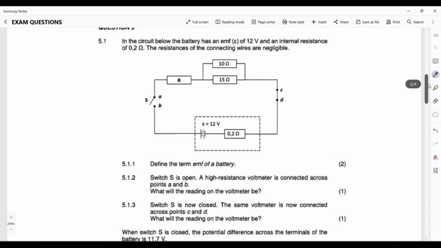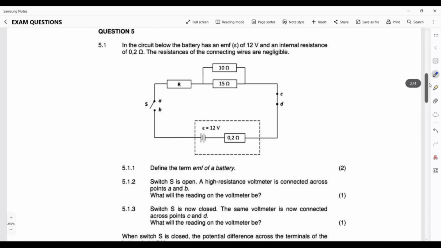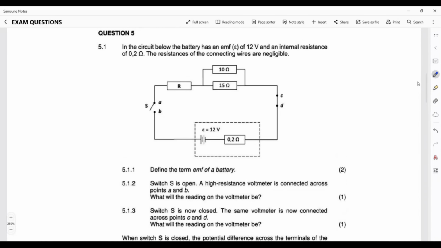Now we have this question, which was question 5. They said, yes, may I ask if the switch is closed, what does the voltage read? Oh, when the switch is closed, your voltage is going to read the external voltage.